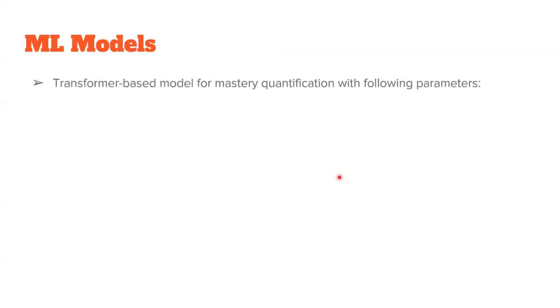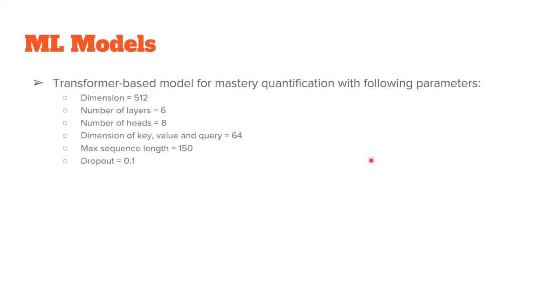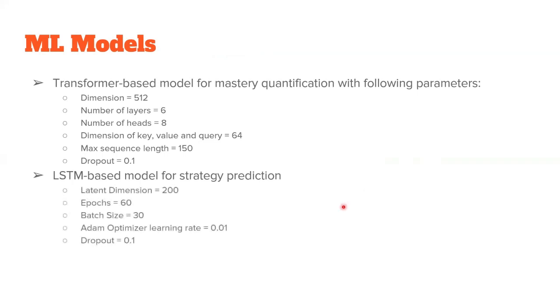For the machine learning models that we use, the first one is the transformer-based model that we use for mastery quantification, and these are the parameters that we use for the model. The second one is the LSTM-based model, a one-to-many LSTM model. We use it for strategy prediction, and these are the parameters that we use.